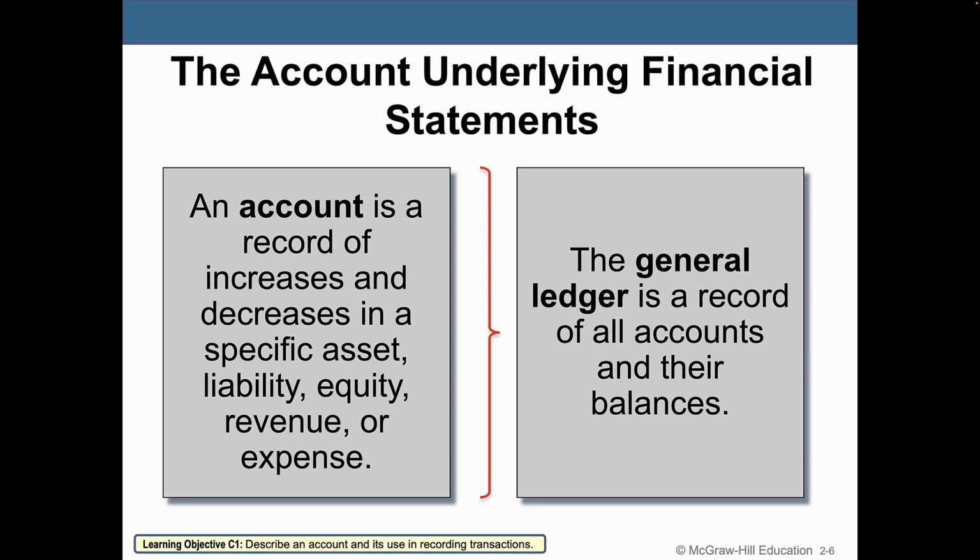So the accounts are what provides us the underlying foundation for our financial statements. So an account is a record of increases and decreases, whether it's an asset, a liability, an equity, a revenue, or an expense. And then the general ledger is a record of all of those accounts and their balances.